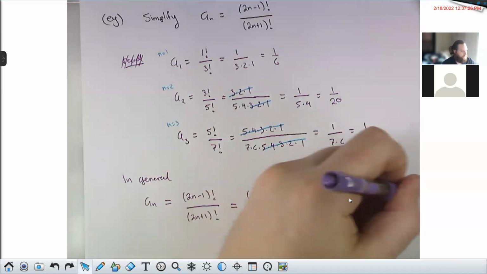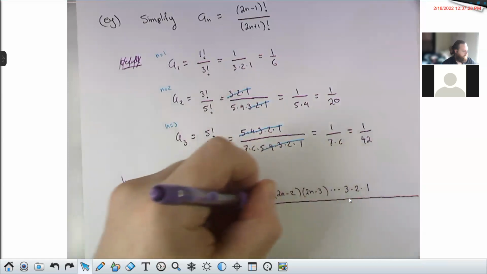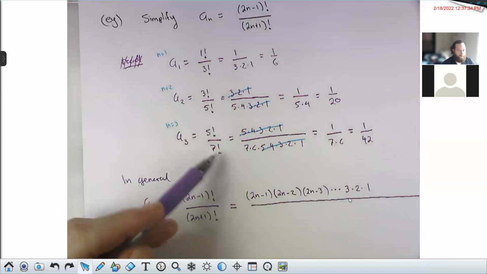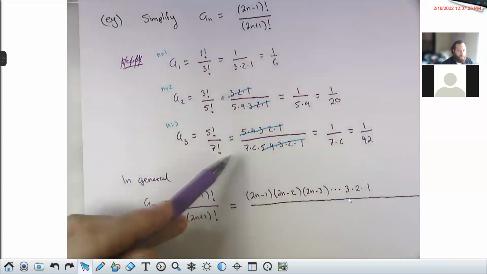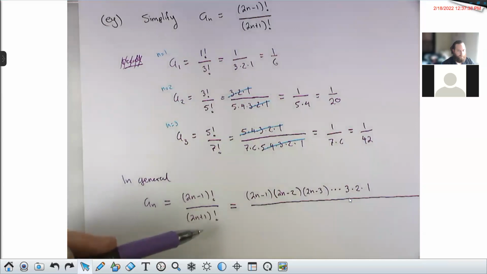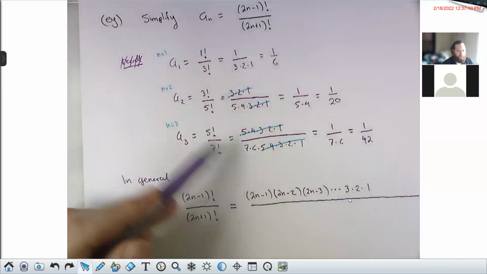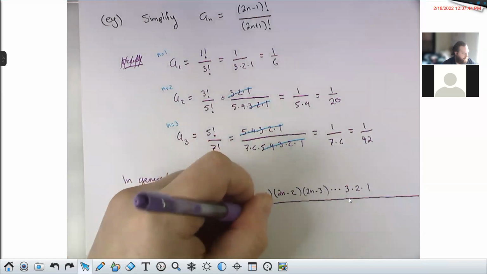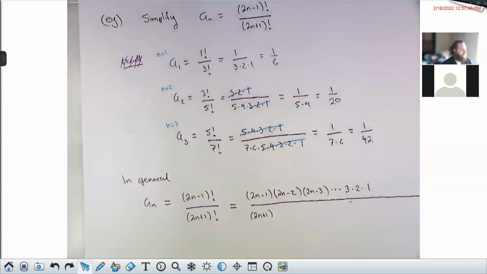The downstairs of this fraction is 2n plus 1 factorial. So that's like here, 7 factorial. It's going to start with 2n plus 1, just like 7 factorial starts with 7 and 5 factorial starts with 5. This is going to be 2n plus 1. And then what I need to do is multiply this by all the numbers less than or equal to it.